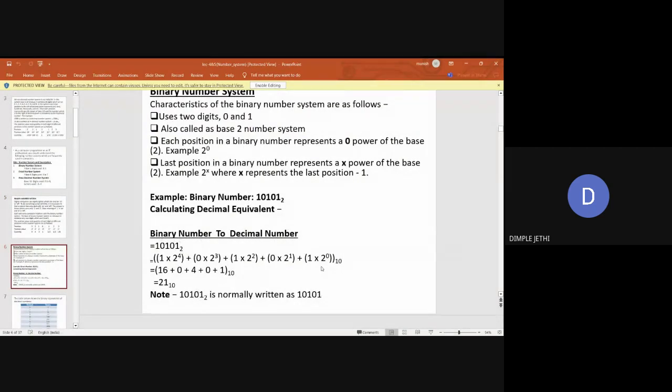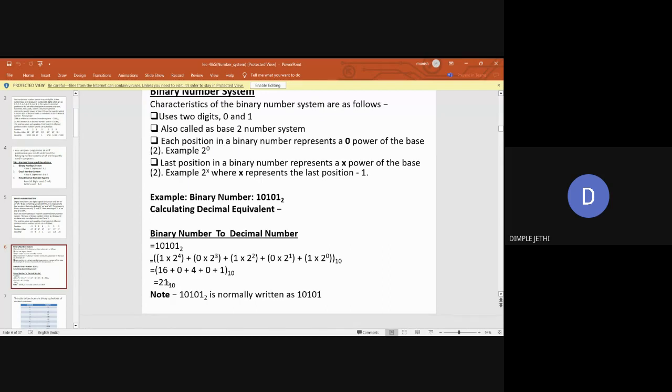1 into this. Now wherever you have 0, it will give you 0. For the rest, 2 raised to power 0 of any number is 1. Right? This is 0. 2 raised to power 2 is 4. 2 raised to power 4 is 16. So it will give you 21. Okay. So what is the value of this binary number? 21.